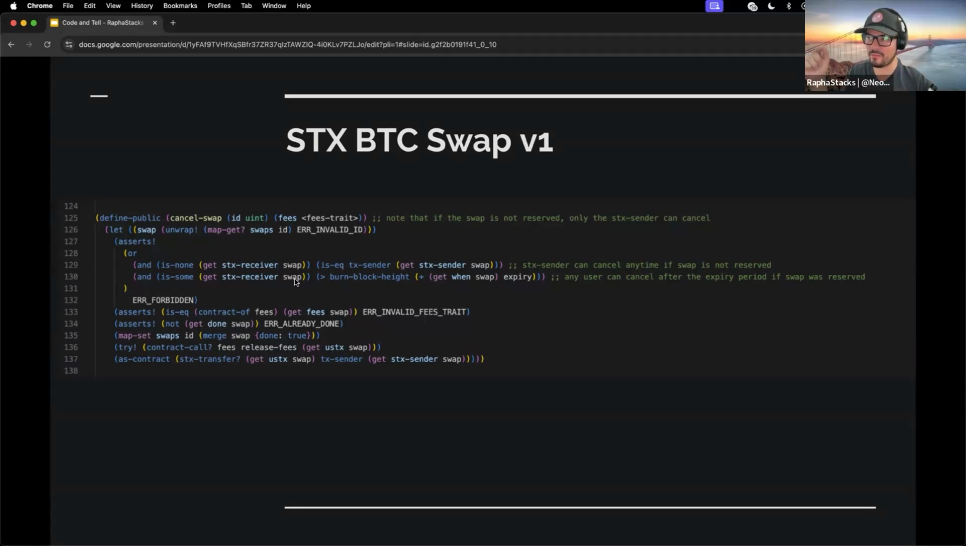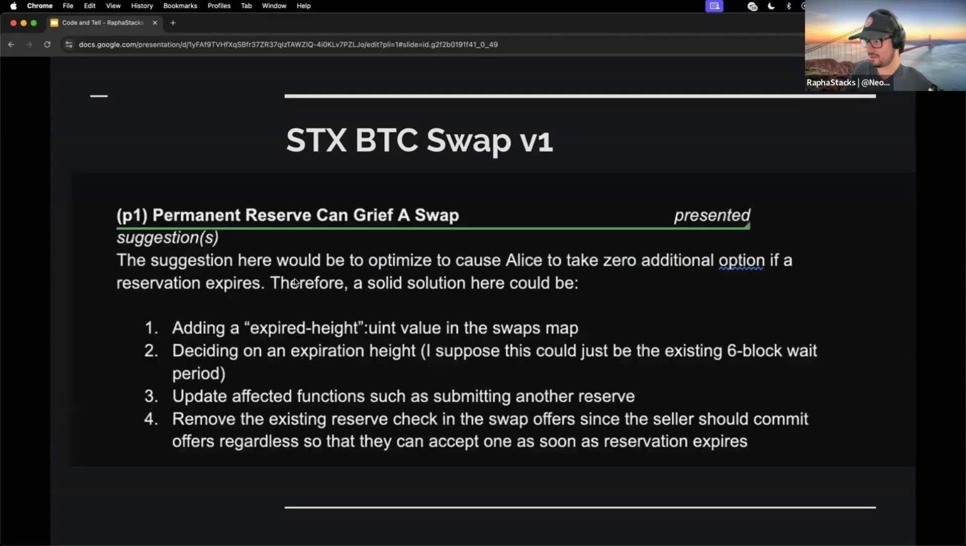Yeah, exactly. So instead of the offer, the STX sender who locks the stacks, having to go and click and call the function cancel swap, which cancels the swap, and actually at the time it was also taking the STX collateral back to their wallet, instead of that, there's simply an expired height, and then the Bitcoin sender, the person who reserves the option to swap, no longer has that option to do so if it's expired.